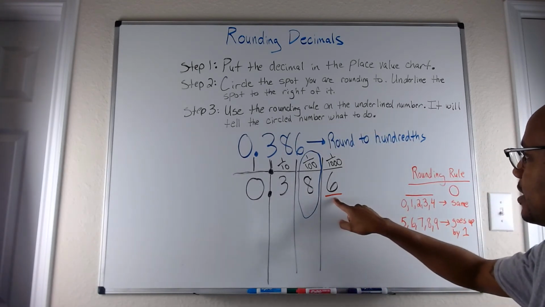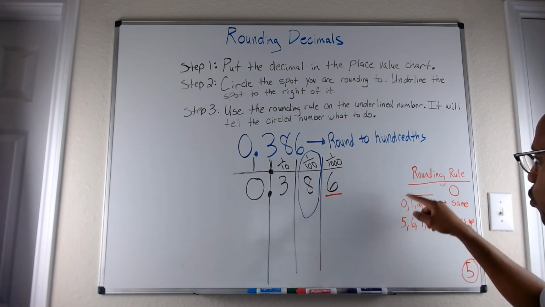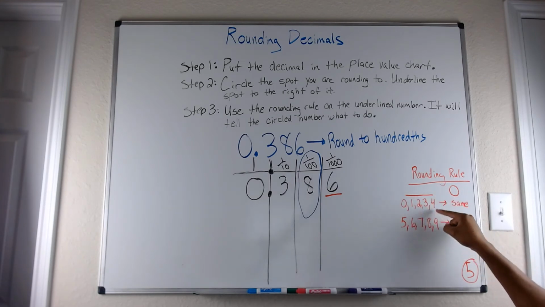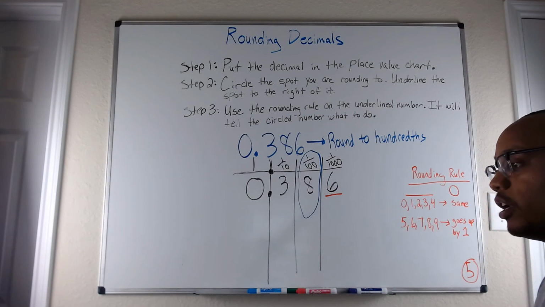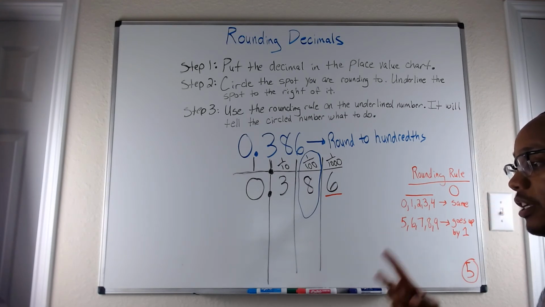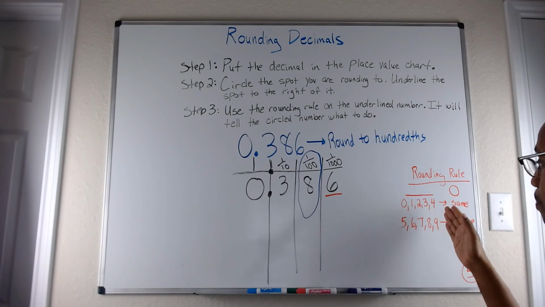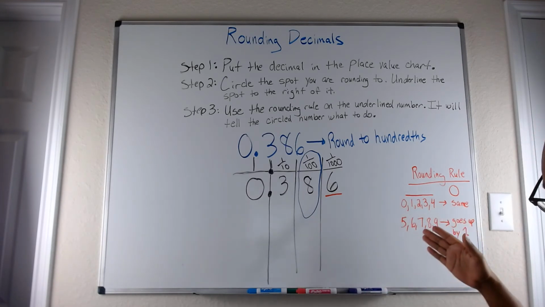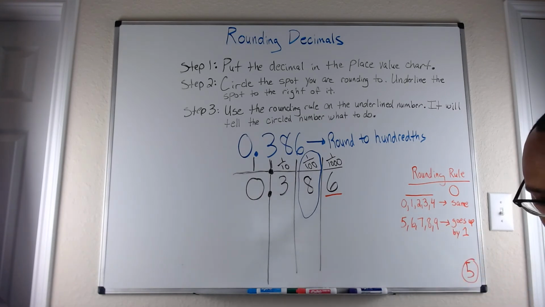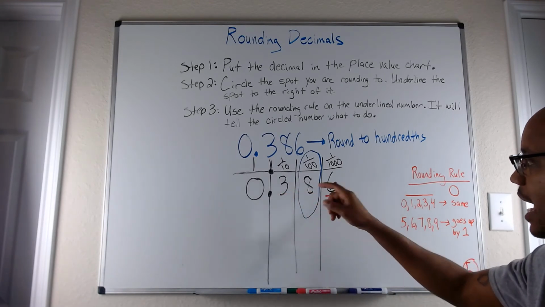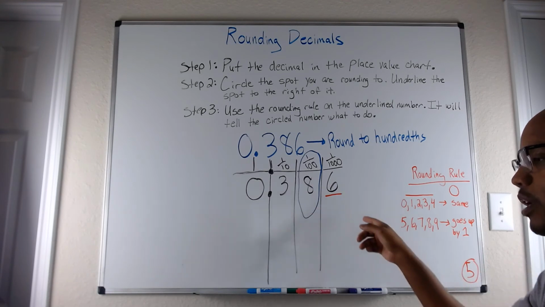So I'm going to look for the 6 on the rounding rule, right? So my rounding rule again, the underlined numbers are right here, and it's going to tell the circled number what to do. It's very important that you realize in rounding, only 2 things can happen. The spot that you're interested in will stay the same, or the spot that you're interested in will go up by 1. All right? So if it stays the same, it's 0.38. If it goes up by 1, it's 0.39.